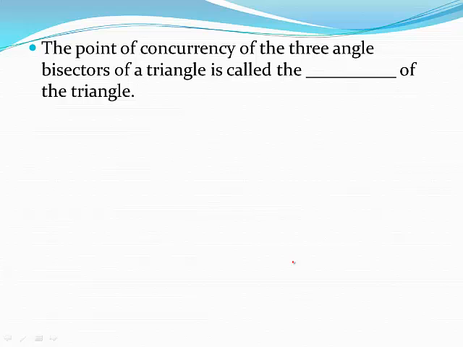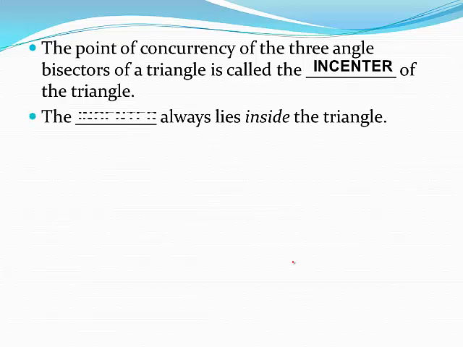So the point of concurrency has a special name, and we call that the in-center, because it is always going to be inside the triangle when you construct it. That's the main thing. It always is going to be inside. Because for other constructions, remember, it could be outside, on, or inside. That's for perpendicular bisectors, but for angle bisectors, it's a little different. Always going to be inside.